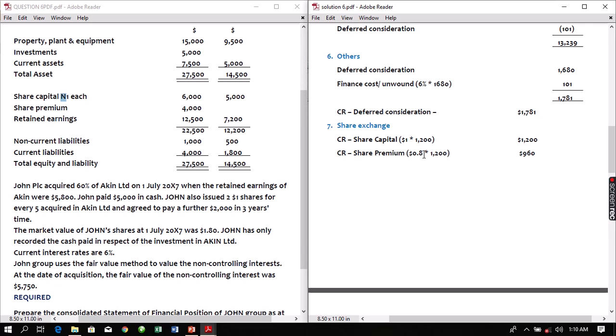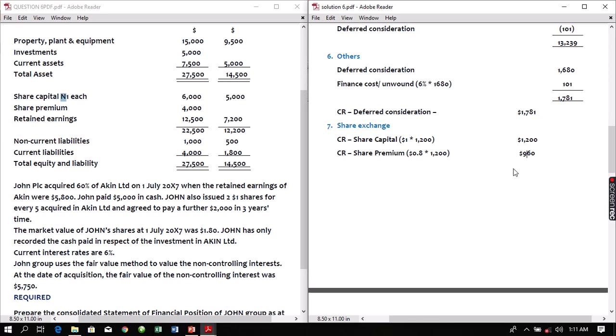And what will happen to my share premium? That is 0.8 multiplied by 1,200 shares, which gives me 960. So by the time I'm consolidating, I will credit my share capital with an additional $1,200, and I will credit my share premium with an additional $960. And those are the workings required here.